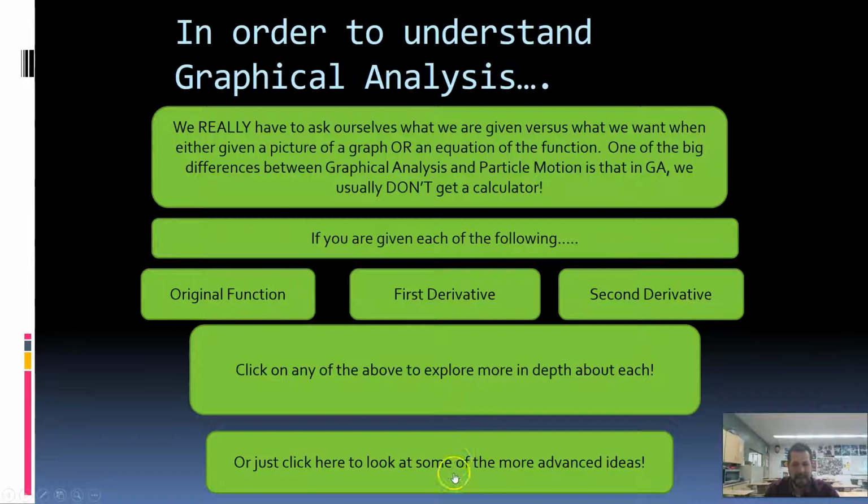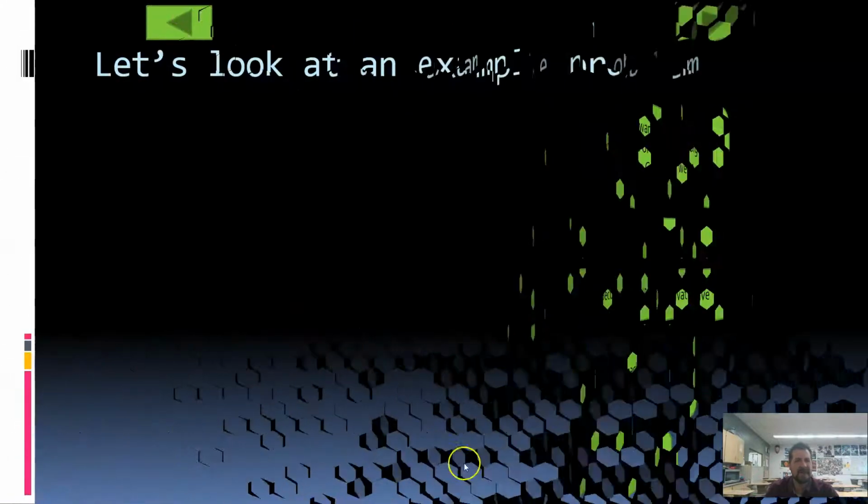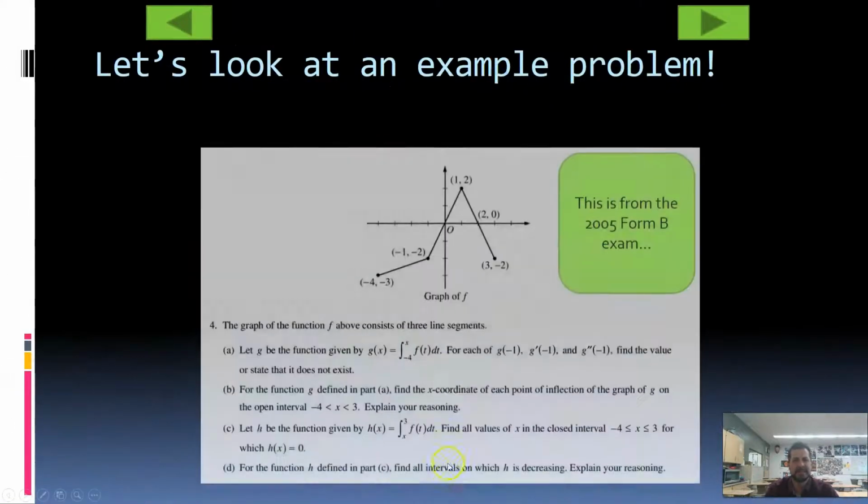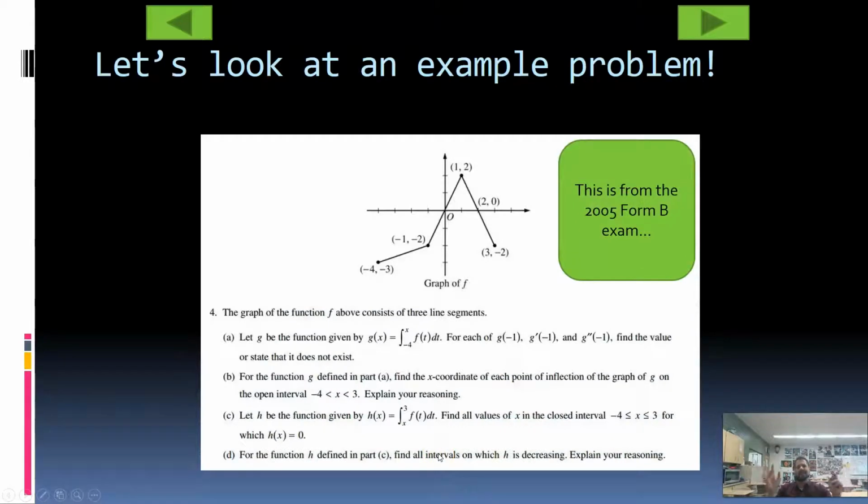Okay, so let's take a look now at an example problem. This is from 2005, so it's from a while ago, but all of them are very similar. You'll know you're looking at a graphical analysis problem almost immediately because you're given a picture of the graph, and it's just got line segments or possibly semicircles. That happens every once in a while as well.